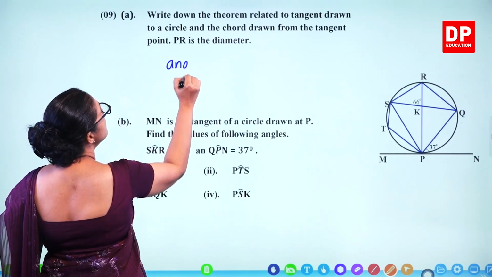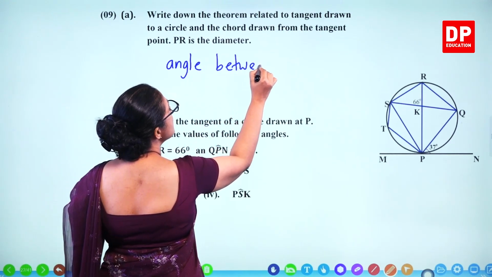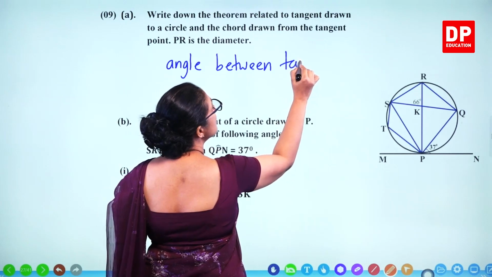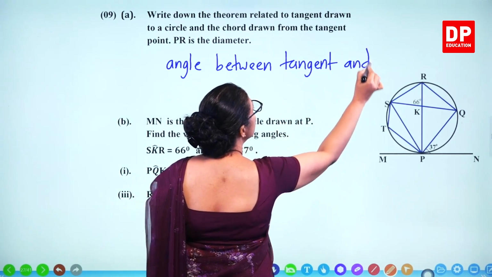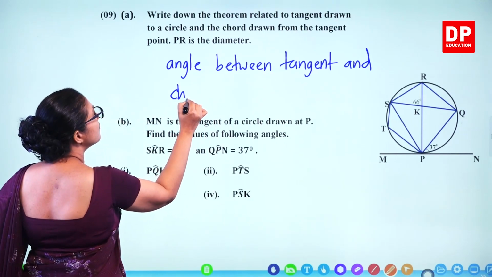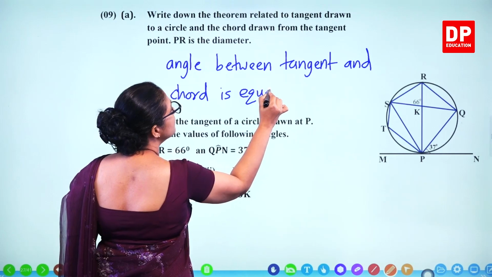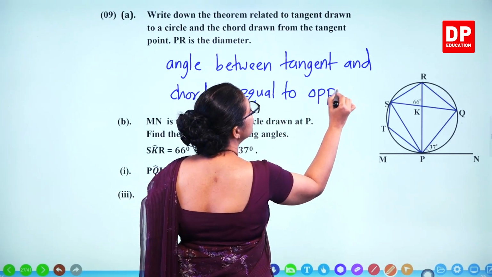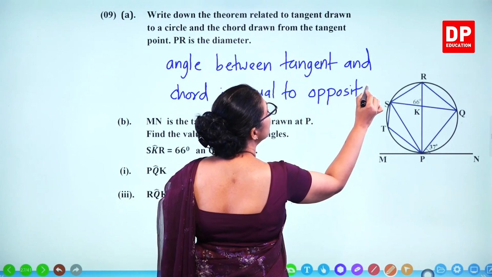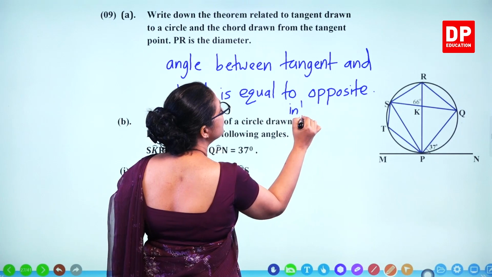Angle between tangent and the chord is equal to opposite interior angle.